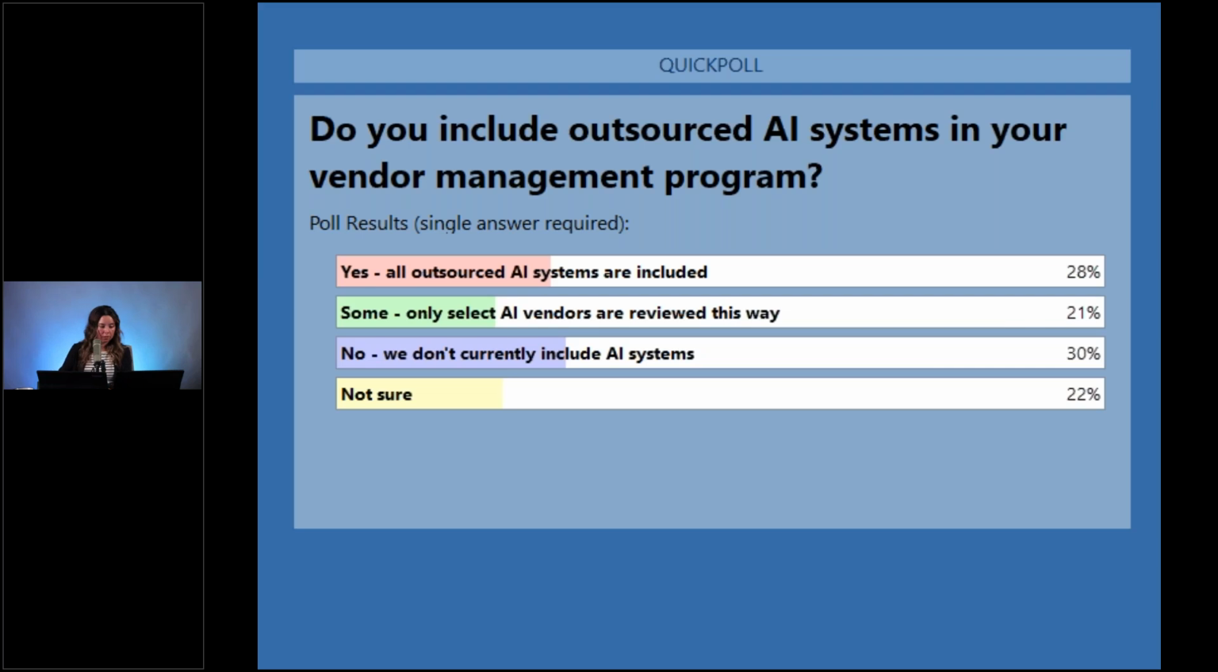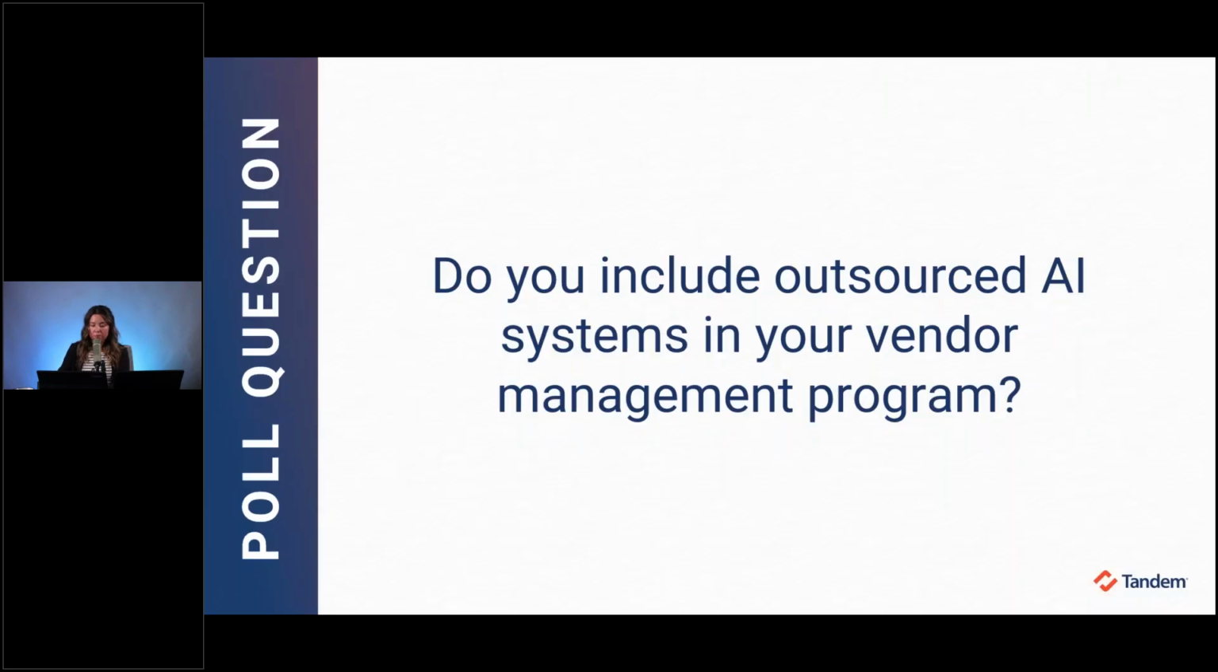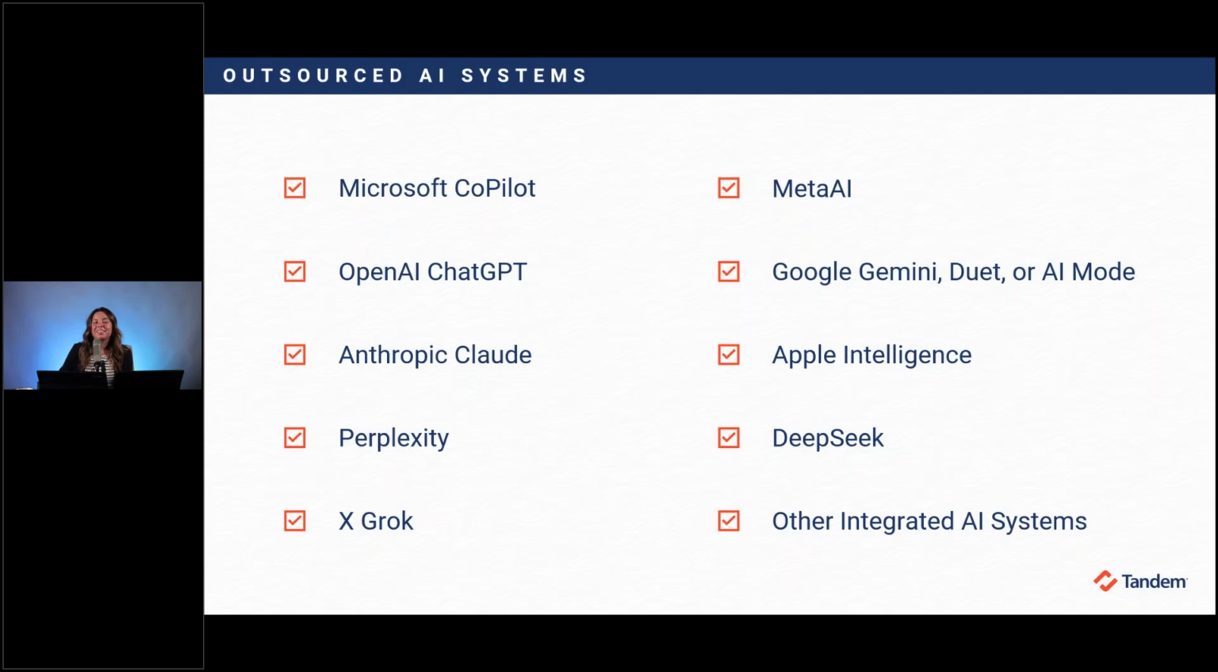So here's a quick snapshot on some common outsourced AI systems organizations use today. I'm actually seeing a question coming in from our audience: did you already define what is an AI system? I think with these examples, you'll be able to see what that snapshot is, or what we're calling AI systems here, especially for vendors.